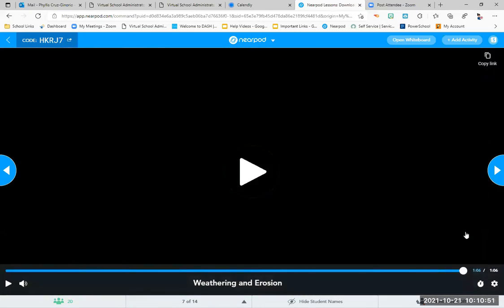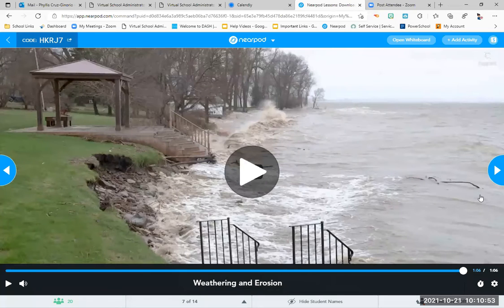More of it fell down. Brooklyn, what did you notice? What did you observe? The earth is breaking. The water is breaking the earth. That's right. Oh, how scary.